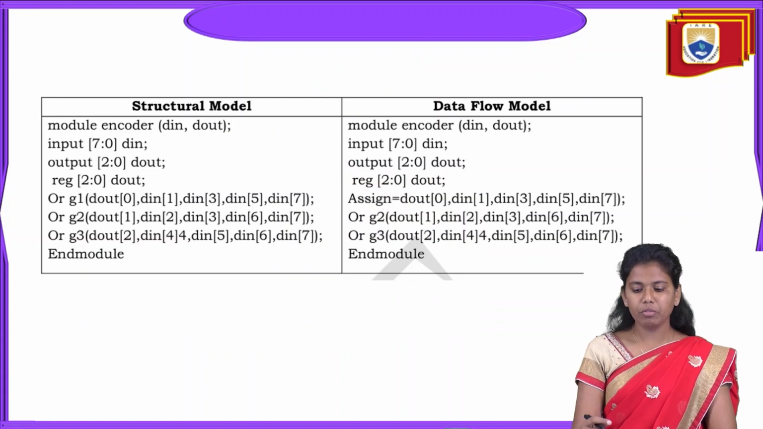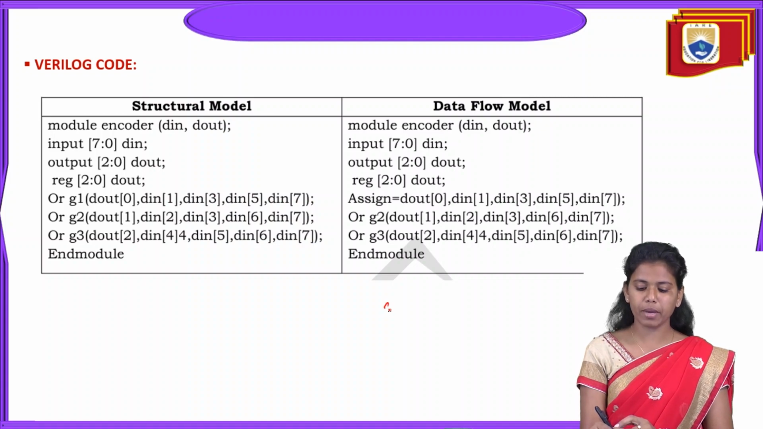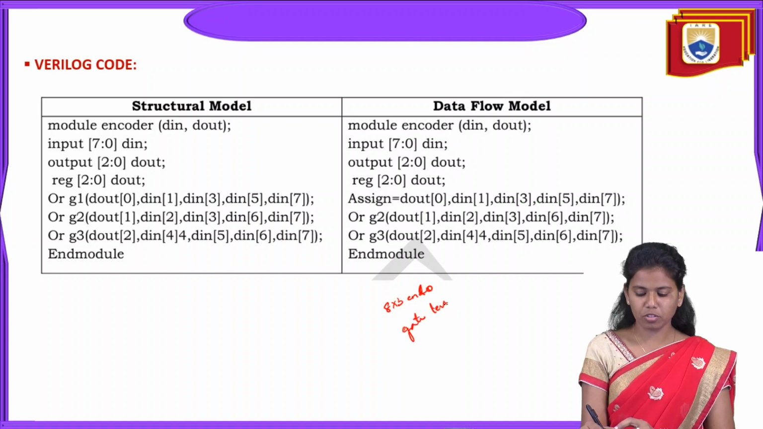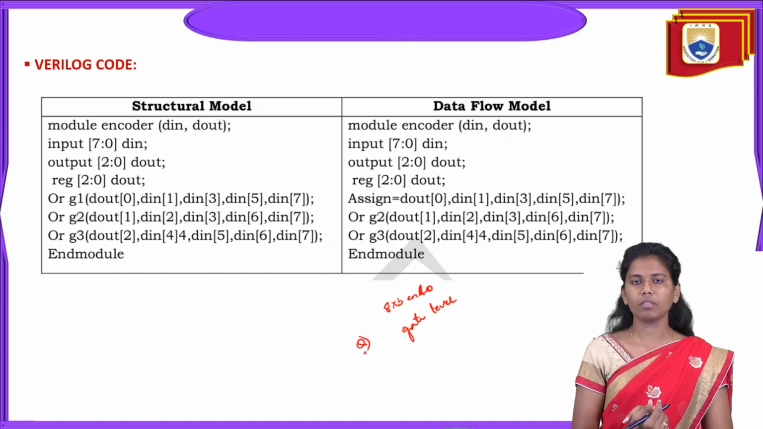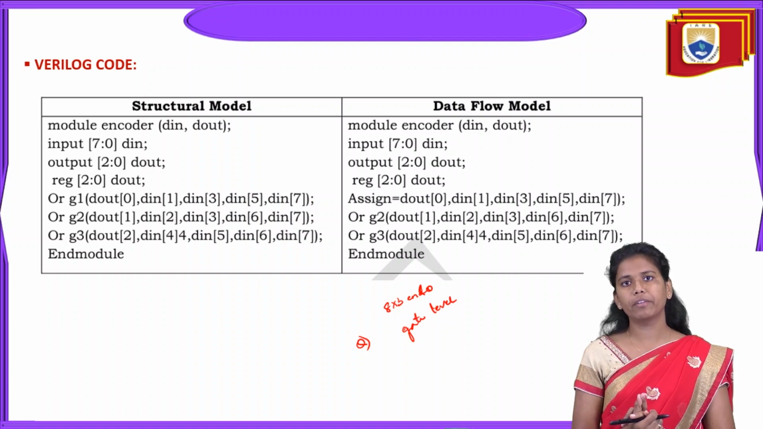And now we will see the Verilog code. Our main theme is that we need to construct the Verilog code of the 8x3 encoder in gate level modeling. So this is our question. Till now, we have discussed what an encoder is, what a decoder is, and the difference between the encoder and decoder, with some examples.